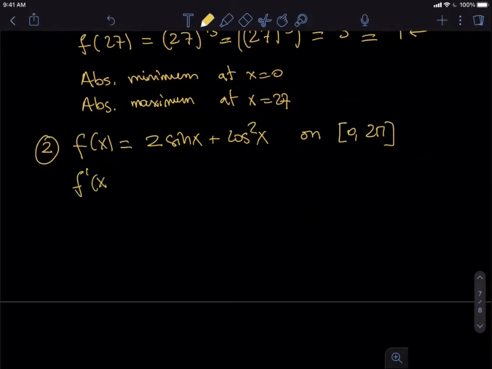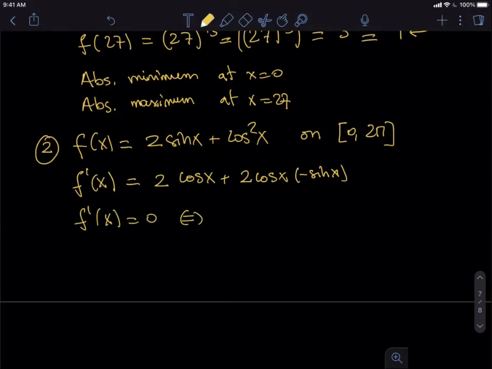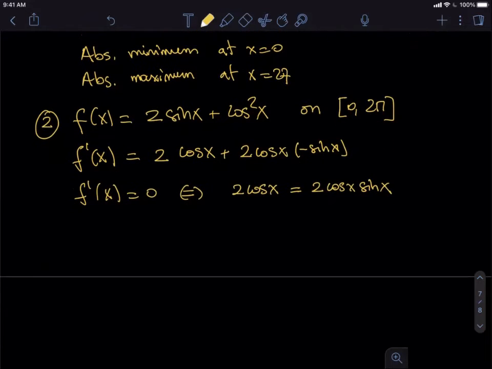Let's compute the critical numbers. The derivative, 2 cosine of x plus, here the chain rule, 2 cosine of x times negative sine of x. And we want to make f prime of x equal 0. So that means 2 cosine of x equals 2 cosine of x sine of x. So there are two possibilities here.